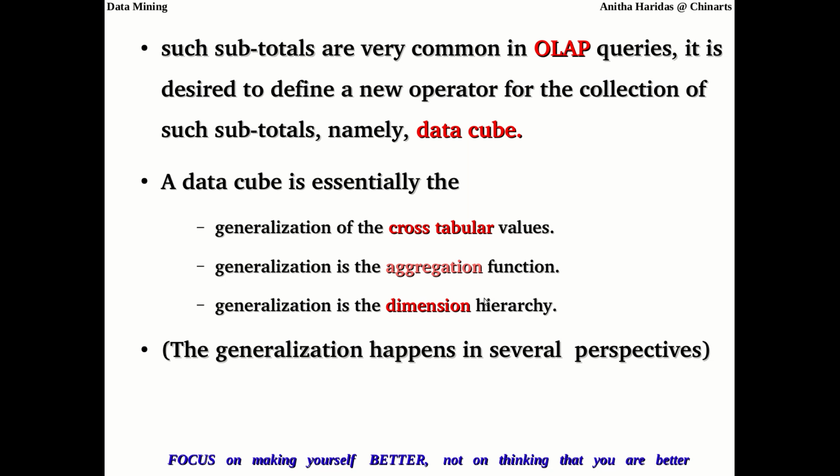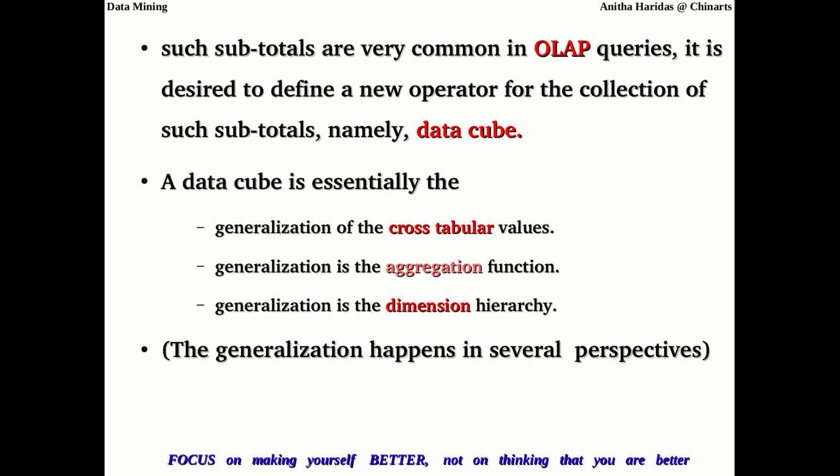You take one dimension, then divide it into different levels, right? So any data cube will be a generalization of a combination of tables, or it may be a generalization on the basis of aggregation function, or it may be the generalization based on different dimension hierarchy. So this generalization will generally happen based on different perspectives. So what is the kind of analysis that you are going to do? Based on that, we will be having different perspectives.